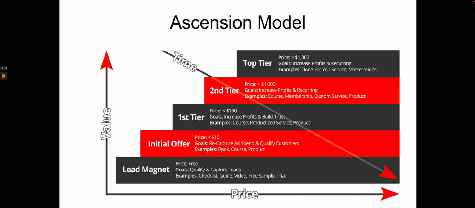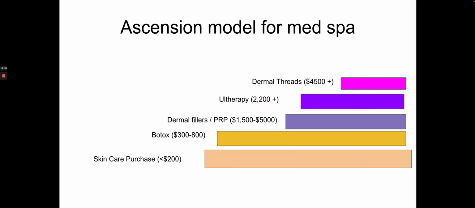you and they know that, hey, this guy gave me something good of value for free. Now I was able to buy something, it was really worth it. And then I bought another thing that was really worth it. Well, now they're more likely to buy more expensive things as well for you because they're getting to know you and they're getting to trust you. So the classic ascension model for a med spa kind of follows like this.